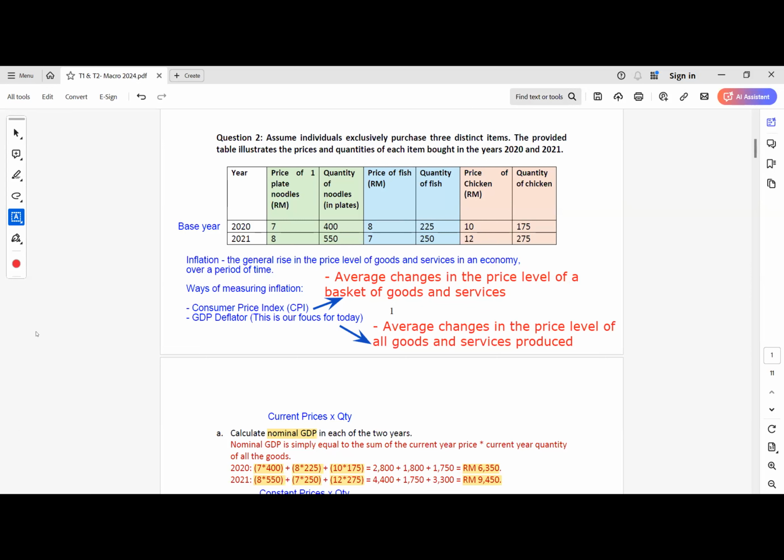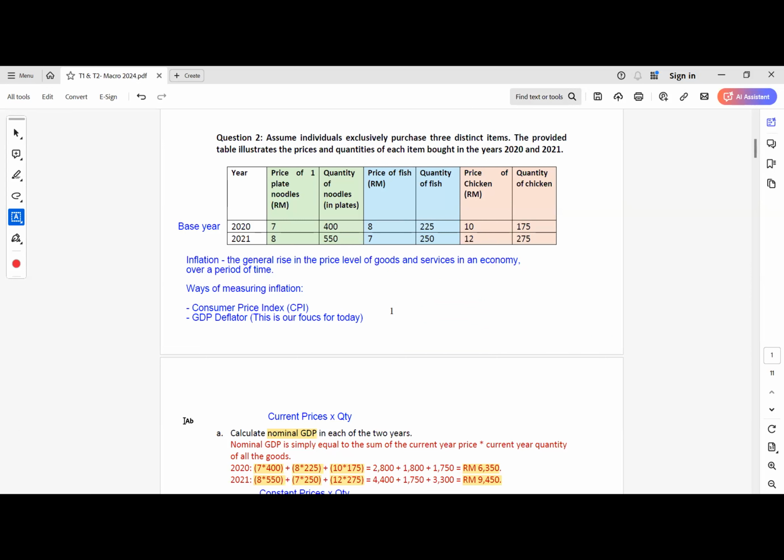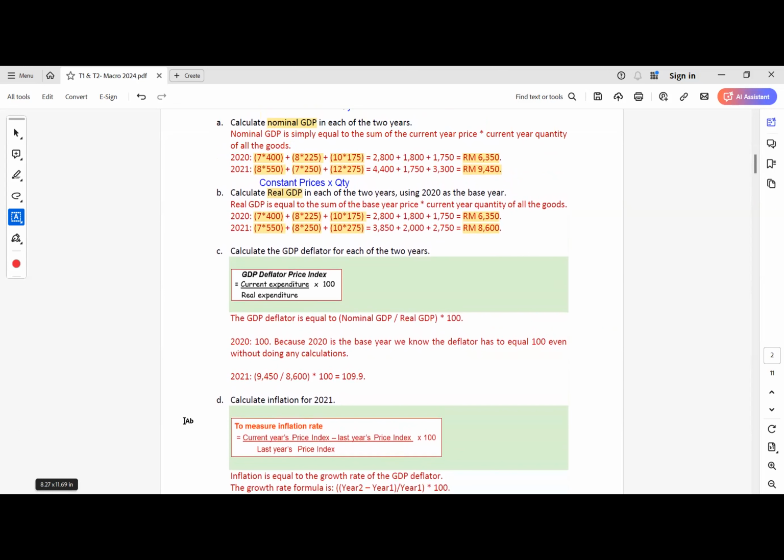All right, now let's have a look at the next question. Calculate the GDP deflator for each of the 2 years. The GDP deflator is like an index. So if I say index, what does it mean? Index means the base is 100. If the index is 100, this is a base year. What is a base year again? A base year is a year with neither inflation nor deflation.